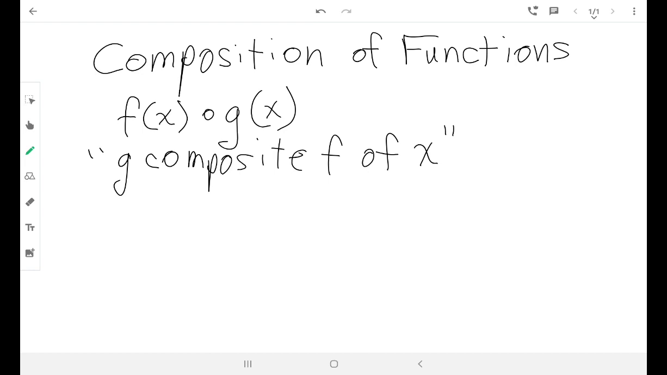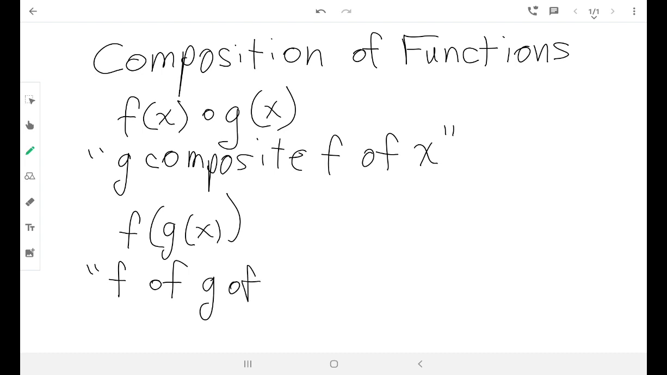And this can also be written like this, which reads f of g of x. So that's the real basics of how you read it. Let's talk about how you do it.